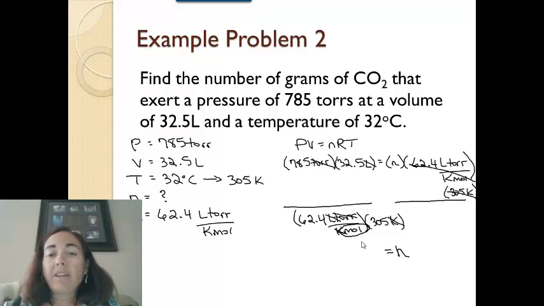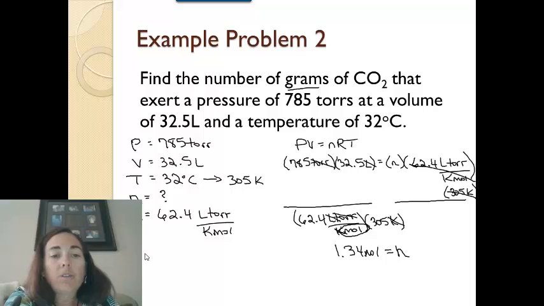You just need to plug everything in your calculator now. 785 times 32.5. I'm going to divide that by 62.4, and I'm also going to divide by 305. That gives me 1.34 moles. So I'm almost there, but this question asks me to find the number of grams of carbon dioxide.